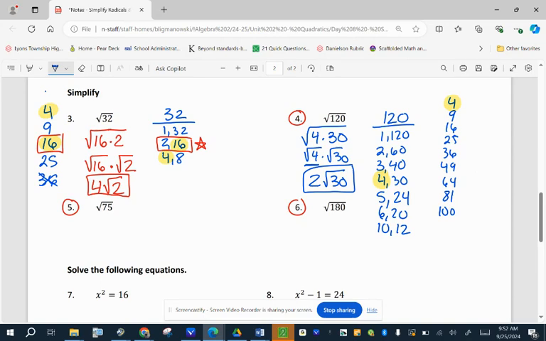All right, let's do the same for 75. So 75 factors: 1 and 75, 3 and 25, 5 and 15. Thinking about my perfect squares.